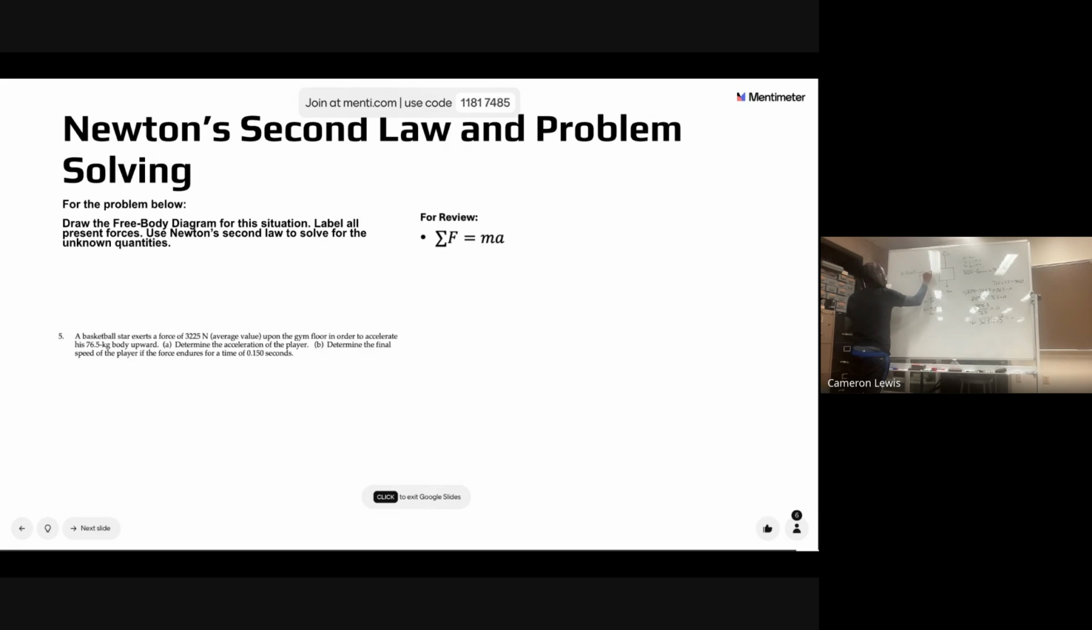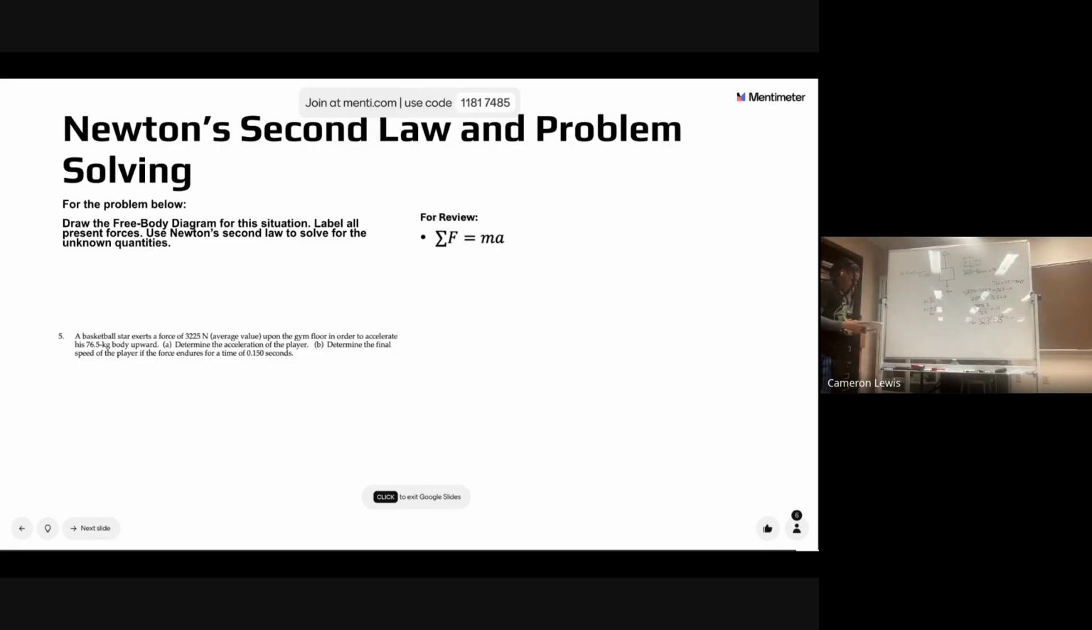0.15. We got numbers, we're plugging them in. Oh, put that in green. Oh, my bad. But that's what we know. We're going to leave the unknown ones in black. 0.150 seconds. All right, what we don't know, we put in black.